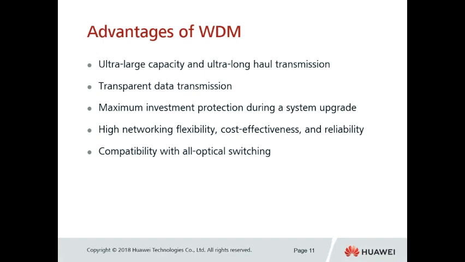Okay, so let's do a summary. The advantages of WDM. First one, ultra large capacity and ultra long transmission. How large, you can consider like this: now the maximum capacity for WDM is that we can transmit 80 wavelengths at the same time, and each wavelength can be used to carry 100G. Maybe in a few months you will see each wavelength carry 400G. So the capacity is very high. And for long distance, you can use a lot of amplifiers in your network to make your WDM system transmit thousands of kilometers. Very, very long.